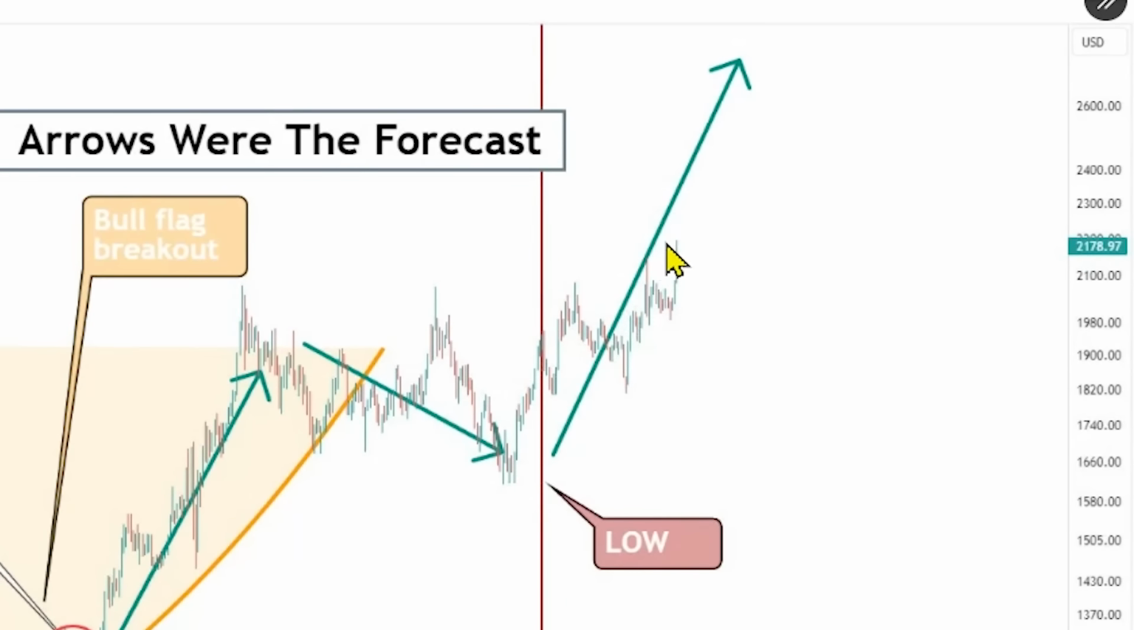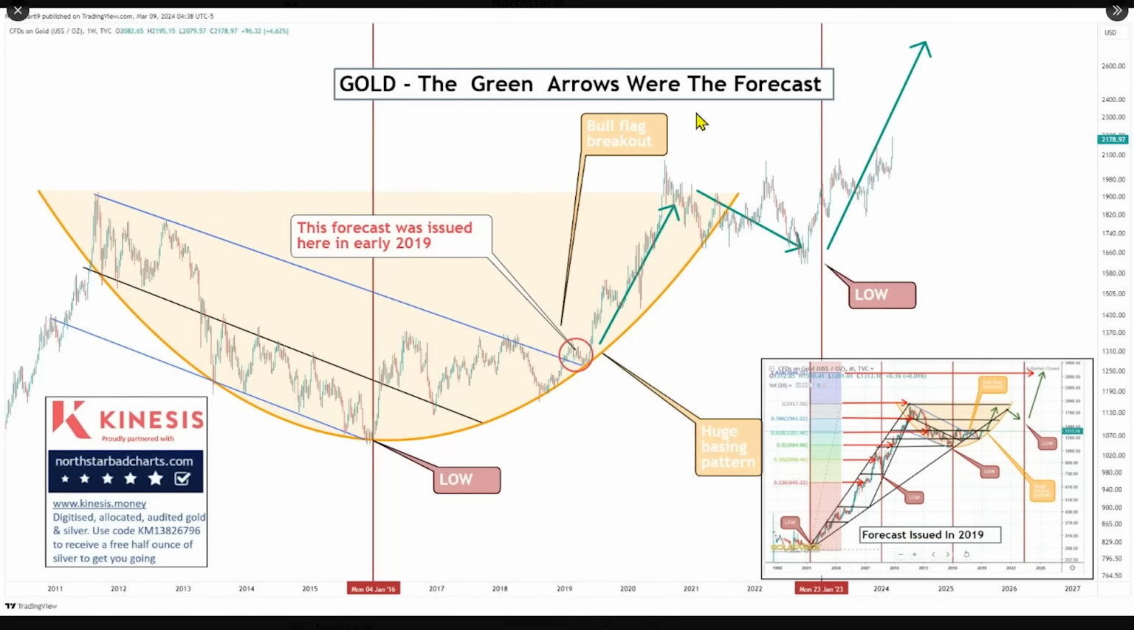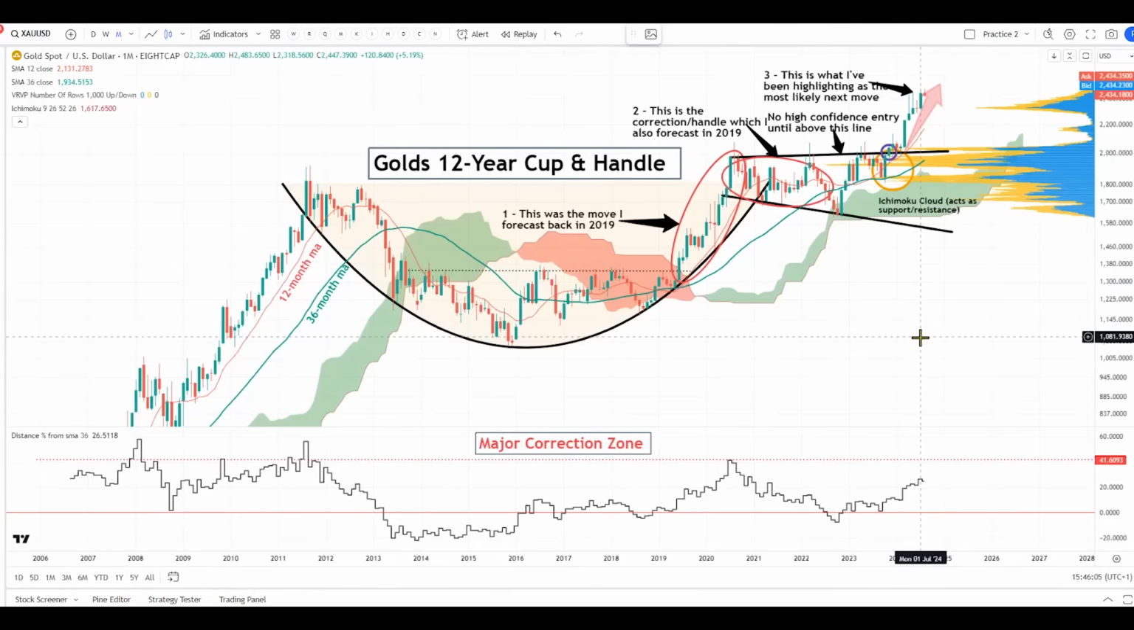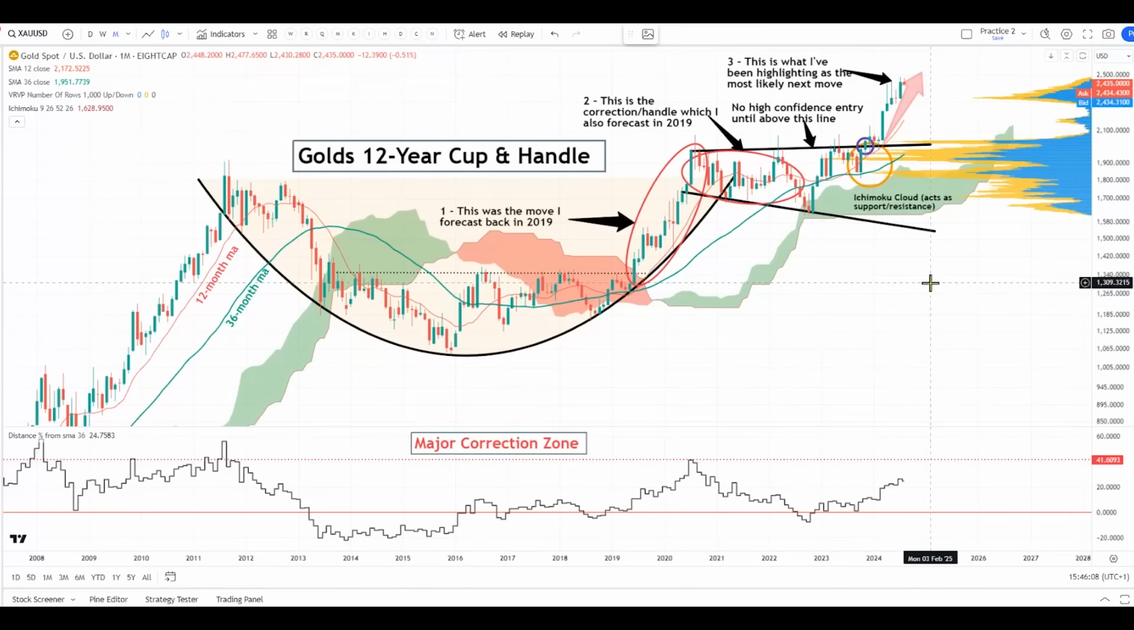And of course, we now know subsequently with hindsight that the gold price broke out, and we're now up at around about $2,400. This was the forecast that I put out around about that period in 2019. So a rise up to $2,000, a handle forming on the gold chart, then some kind of breakout taking place after that. And this is what happened. This is the technical evidence using some classical technical analysis techniques.